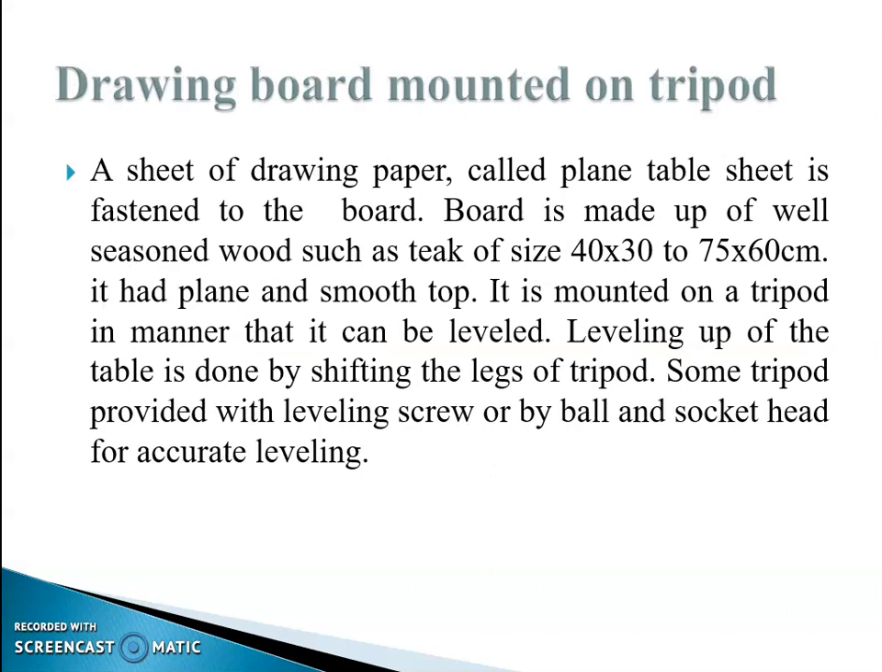First one, what is the drawing board? So first of all, the drawing board is mounted on the tripod. A sheet of drawing paper called the plane table sheet is fastened to the board. First of all, we require the drawing sheet, and we have to fasten it on the board.